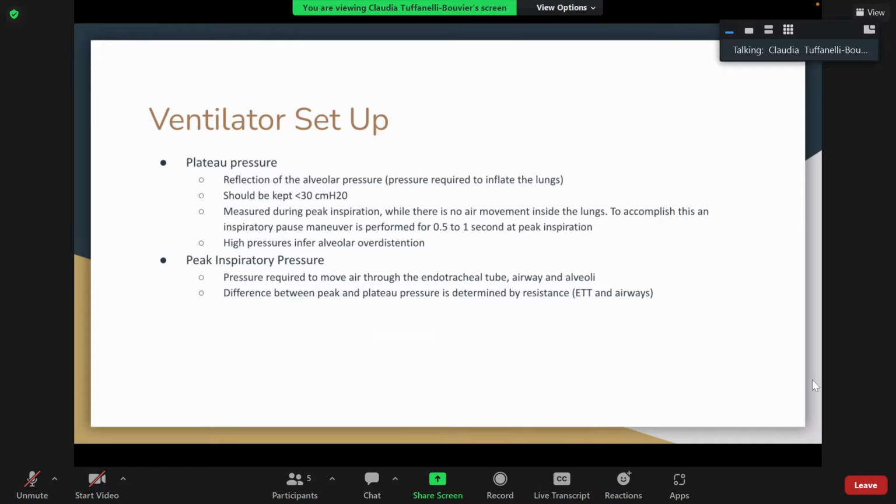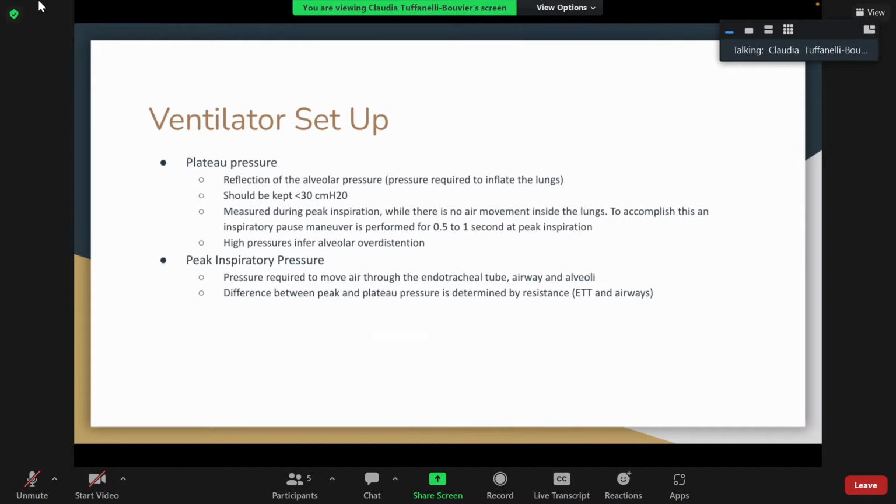So the plateau pressure is something that you measure. Basically, they'll do a hold on the ventilator. It's an inspiratory pause, performed for 0.5 to 1 second. The machine does it automatically in most cases. Every ventilator I've seen has a button that allows you to do it. It's going to be a reflection of the alveolar pressure, and so that's the pressure required to inflate the lungs. You don't want to see this high.